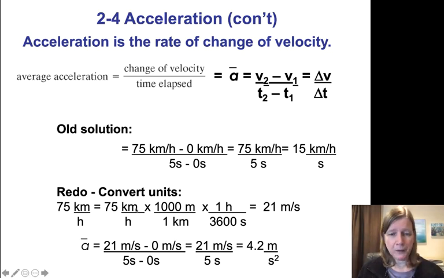So then I'll go ahead and do the math. 75 times 1,000 divided by 3,600. If you run that through a calculator, you get 21. So 75 kilometers per hour is equal to 21 meters per second.